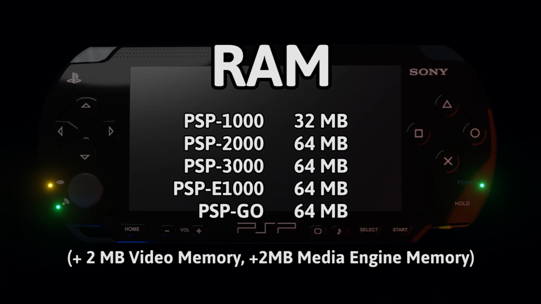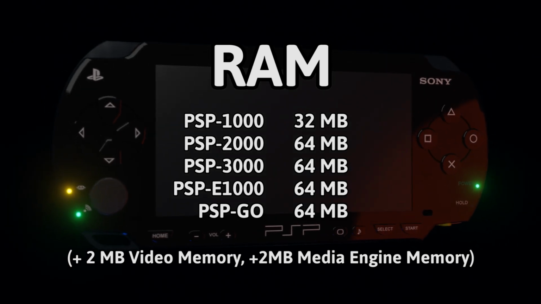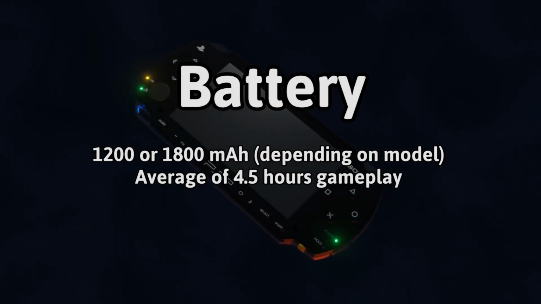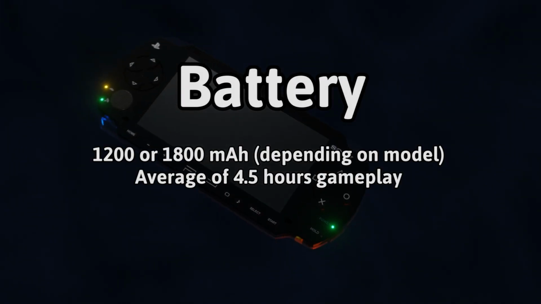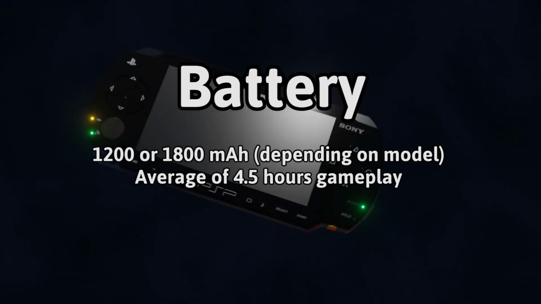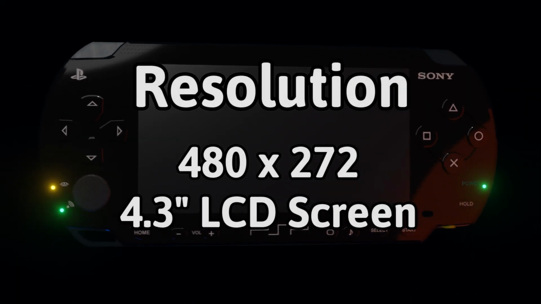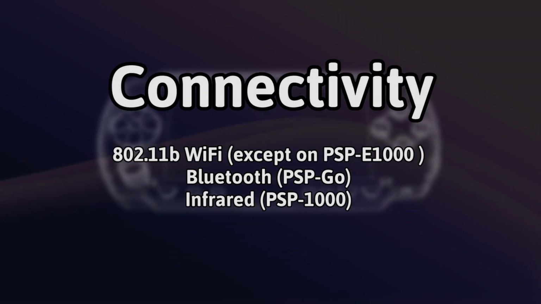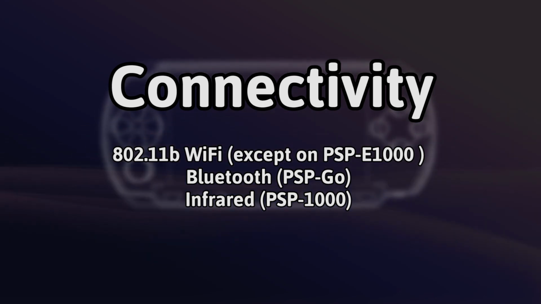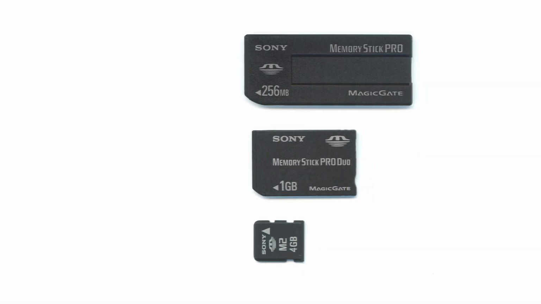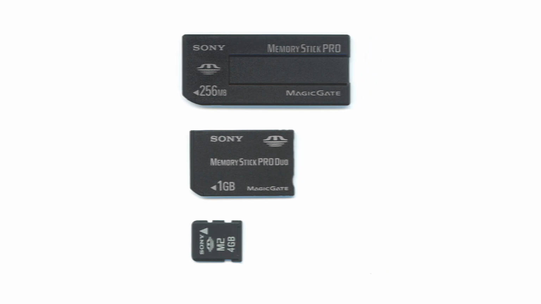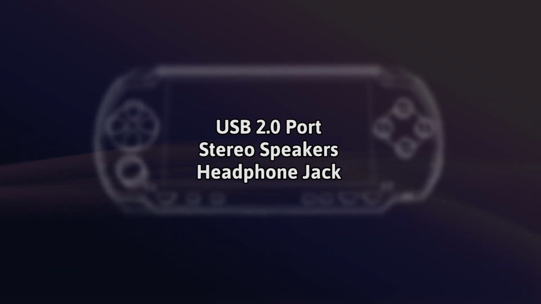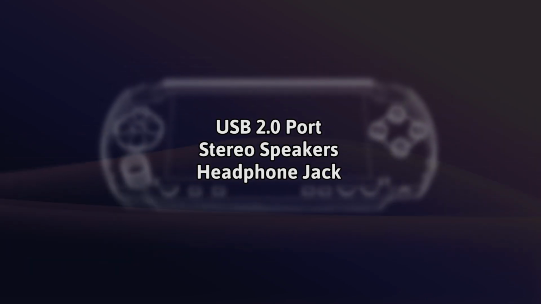An additional 2 megabytes of RAM is used with the media processor, and it has 2 megabytes of dedicated video memory. The unit's battery ranges between 1200 and 1800 milliamp hours, providing an average of 4.5 hours of gameplay. And its video resolution is 480 by 272 on a 4.3-inch LCD screen. The unit features Wi-Fi and Bluetooth connectivity as well as infrared on one model. It uses flash memory in the form of Sony's proprietary Memory Stick Duo. It also features a USB 2.0 port and has built-in stereo speakers with a headphone jack.